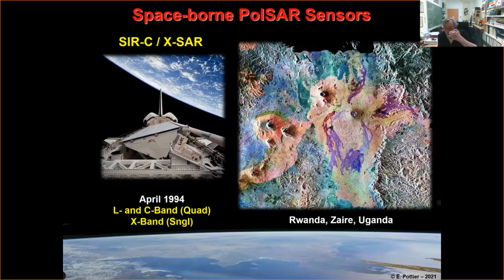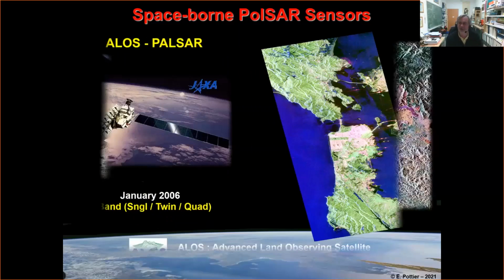And the first image was this one. It was an image in Africa, in Rwanda, Zaire and Uganda, the border of the three countries. So it was the first experimental mission. And so like that, we said, okay, it works. So we can launch a fully polarimetric SAR system.